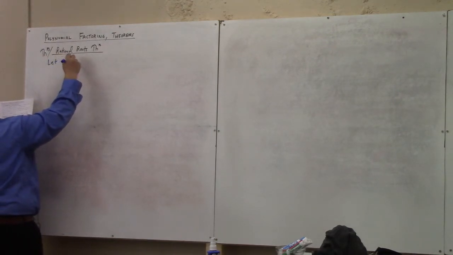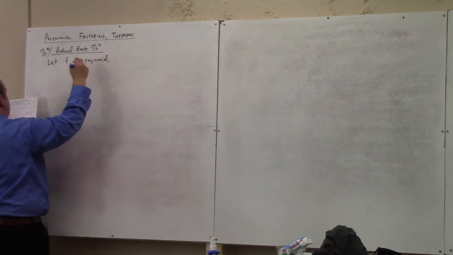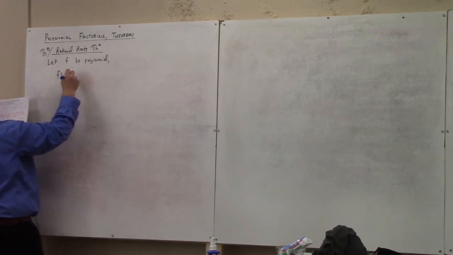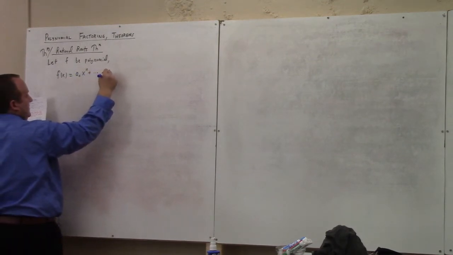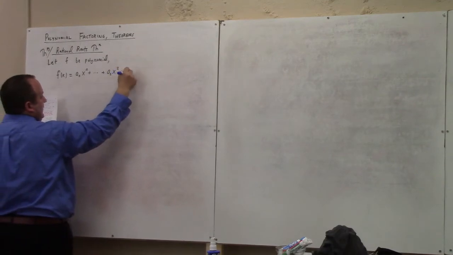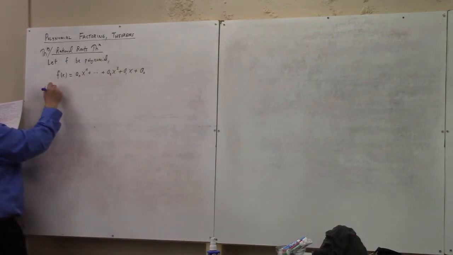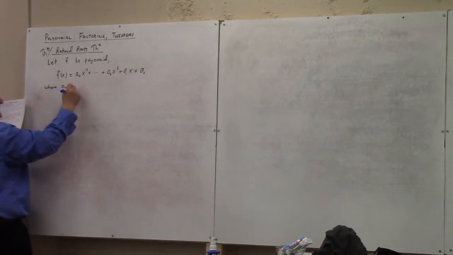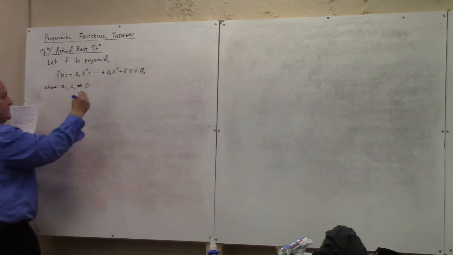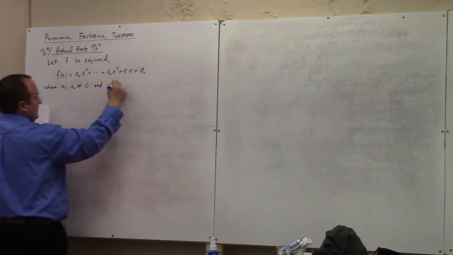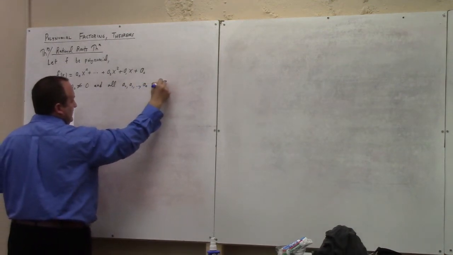So let's let f be a polynomial. And I'll write it like this: f of x equal to an x to the n plus dot dot dot plus a2x squared plus a1x plus a sub 0, where the leading coefficient an and the constant coefficient a sub 0 are both non-zero. And all the coefficients, a0, a1, all the way out through an, are elements of the integers.